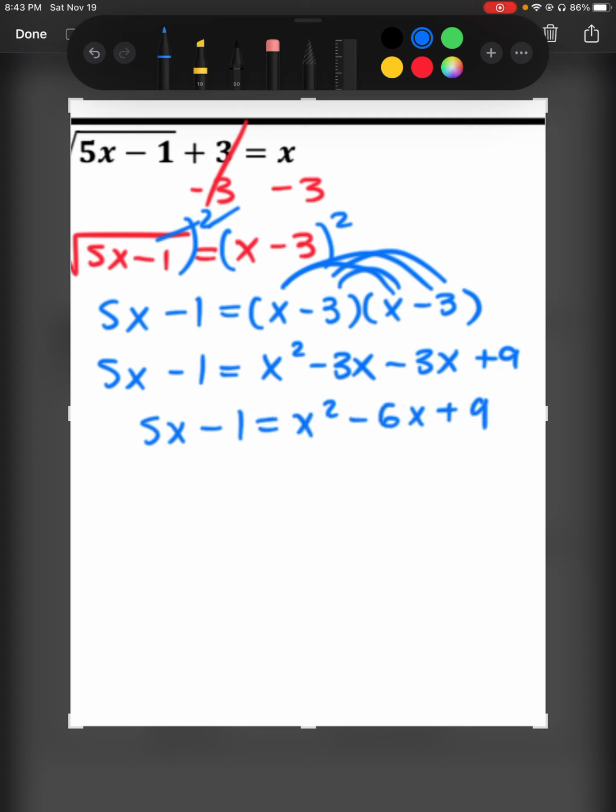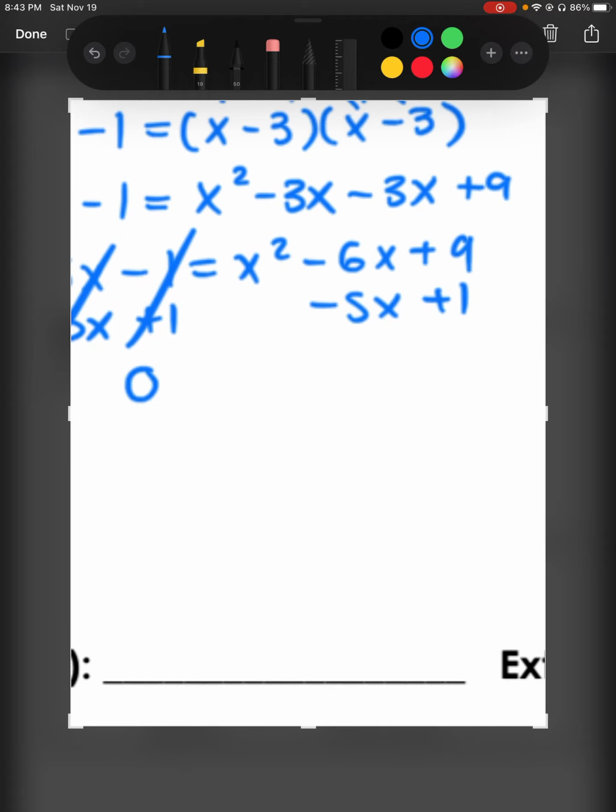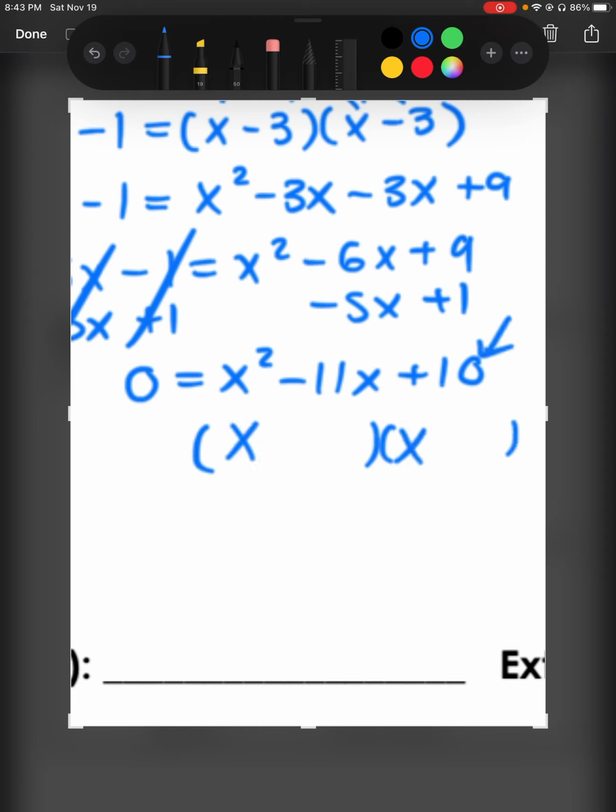Combine like terms, and then since I have an x squared and an x, the only way to solve this would be to use factoring. And in order to factor to find a solution, you need the equation to be equal to 0, because then you can use the zero product property. Then we're looking for two numbers that will multiply to give you a positive 10, but will add up to a negative 11. So that would have to be -10 and -1.